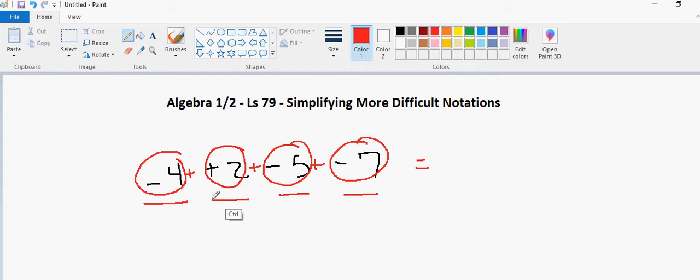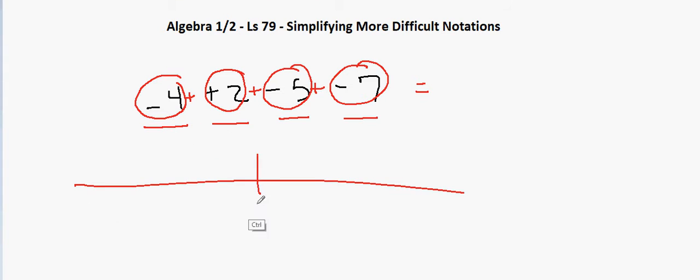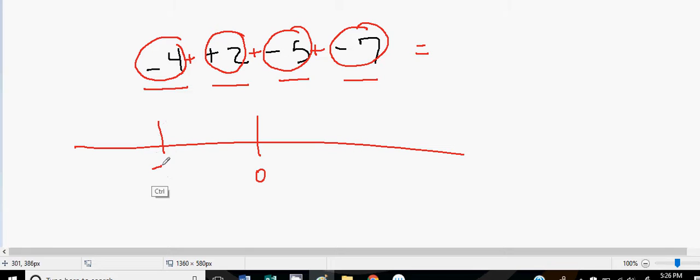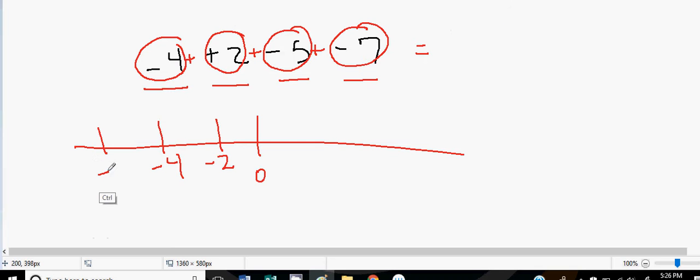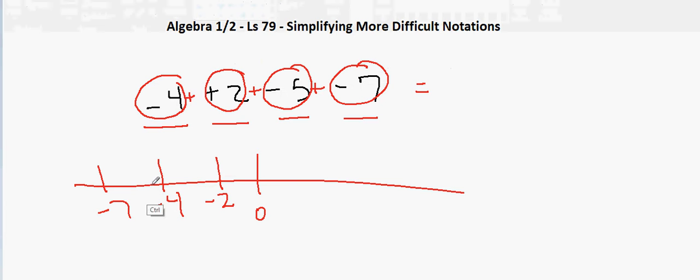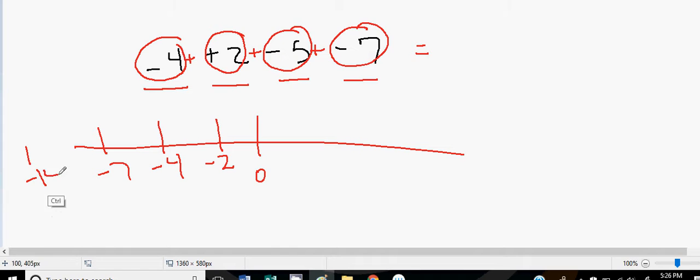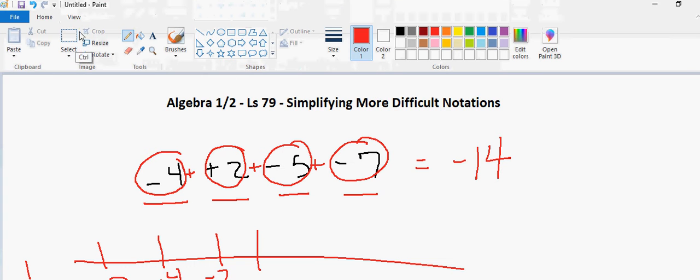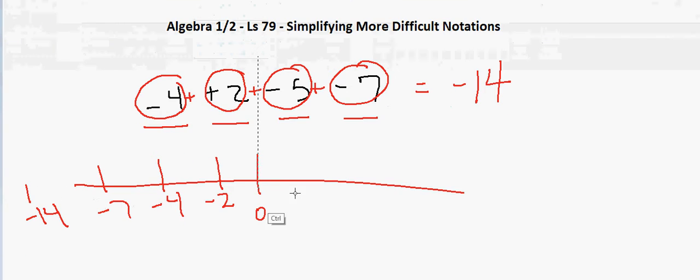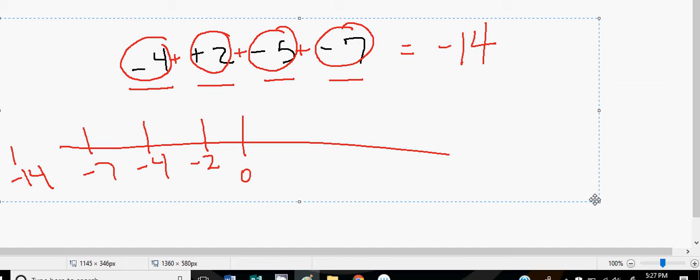Then it's a simple matter of thinking on a number line. If this is 0, I'm at a negative 4. I add 2. I add a negative 5. And then I add another negative 7, leaving me a final answer of negative 14 if I did that right. You can always double check with a calculator. The book wants us to be able to do that. It's a more difficult notation understood algebraically.